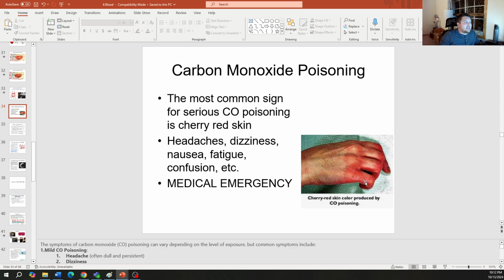Now this can be any part of the skin. You can see it in the face, in parts of the body, especially in the gums, the lips, the cheeks, fingers, those kinds of places. You will see this discoloration, this bright red coloration. Also, you can have headaches, dizziness, nausea, fatigue, confusion, any of the signs that you would get with a lack of oxygen. That's linked to carbon monoxide again, because it's taking the place of oxygen, so your blood can't carry the oxygen it needs to.